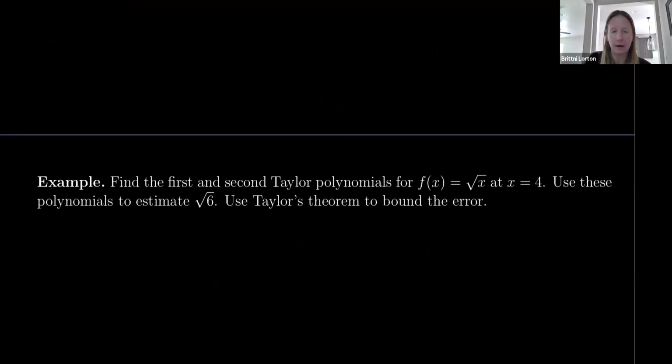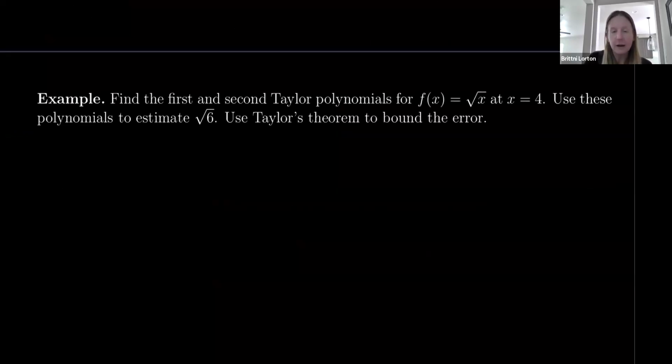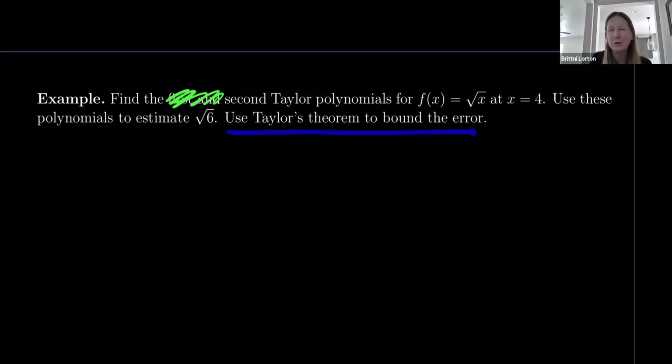Okay, so let's just do the example. Let's find some Taylor polynomials. Let me just find the second Taylor polynomial for this function centered at x equals 4, and then use these polynomials to estimate the square root of 6. We're just going to try to estimate what the square root of 6 is. And then we're going to use Taylor's theorem, this is key, the theorem that I just said above, to bound that error. Like, how off am I ever going to be in estimating the square root of 6?